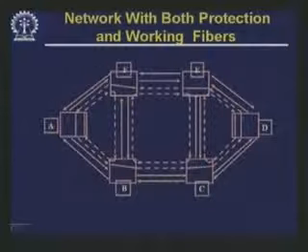So this is another example of a network with both working and protection fibers. The working fibers have been shown in solid lines, whereas the protection fibers have been shown with dashed lines. Of course, you must realize that you may not provide the same level of protection to all paths or to all parts of the network. Depending on which part you consider more sensitive or more important, you may put your protection there. So a mesh network may be partially protected. Some of the paths may be protected, some of the paths may not be protected.